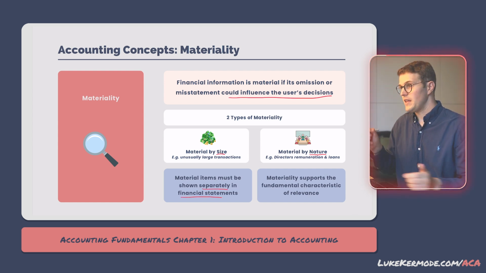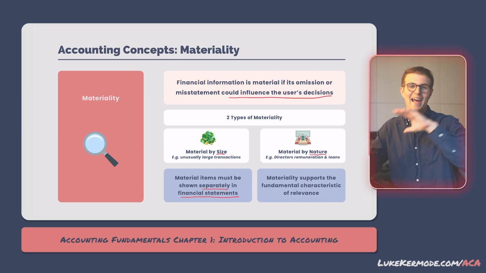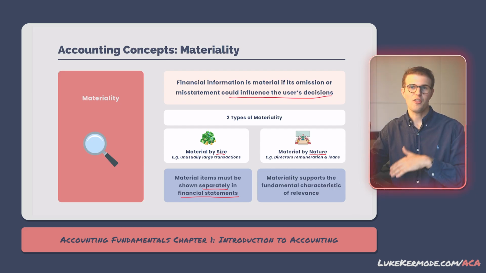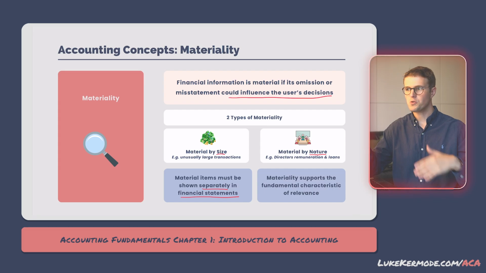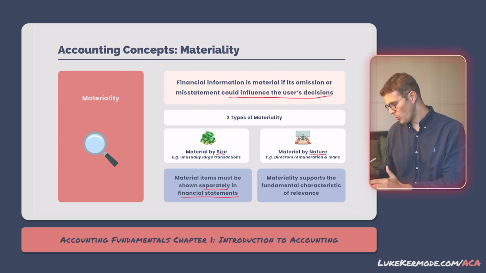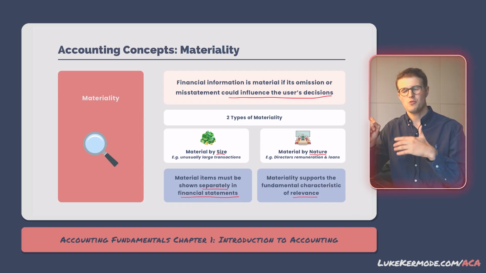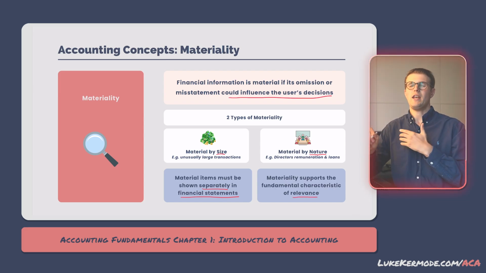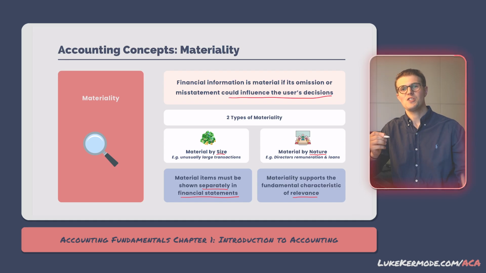in the financial statements. This helps ensure that important information doesn't get buried inside vague categories like other expenses, other income, or accounts like that. Materiality also supports one of the fundamental qualitative characteristics of financial reporting, which is relevance. Finally, there's no strict formula or absolute rule for what is and isn't material. It's really a matter of judgment based on what could reasonably be expected to influence the decisions of users.